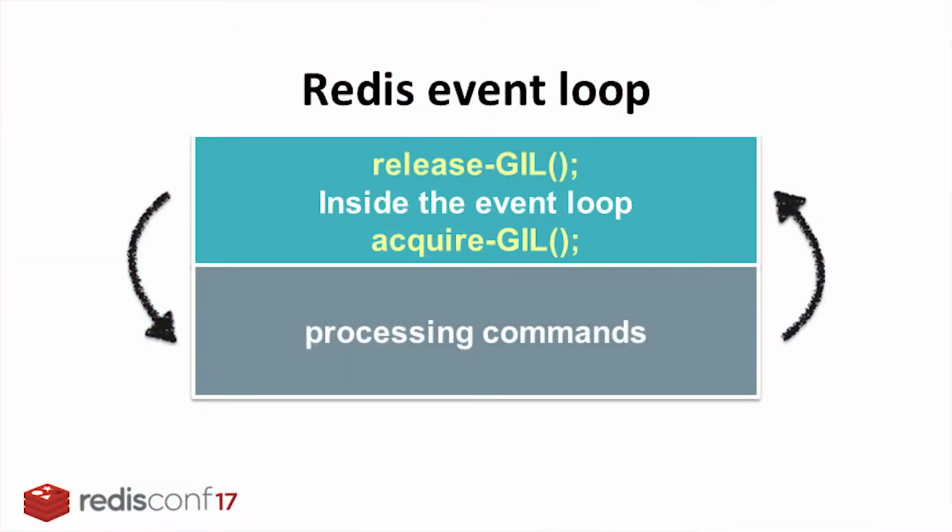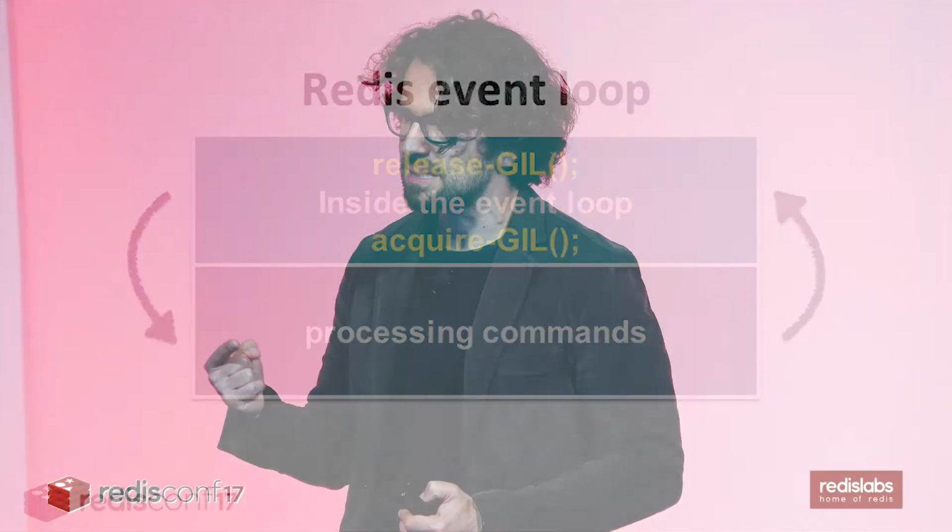This is what we did. Basically, the modules use a global interpreter lock to understand when it's safe to call Redis commands from other threads. When we enter the event loop and Redis is not accessing the critical section, that's a perfect moment to release the global interpreter lock so that modules can do work.